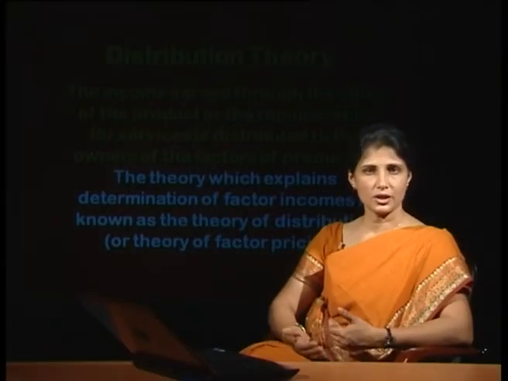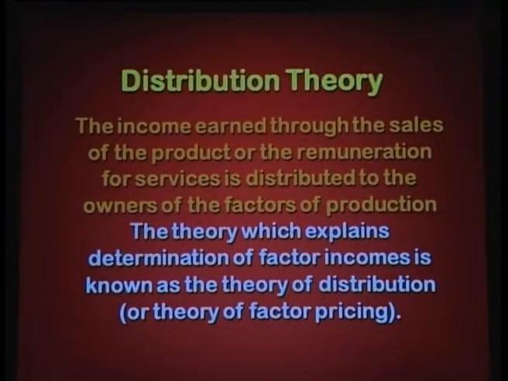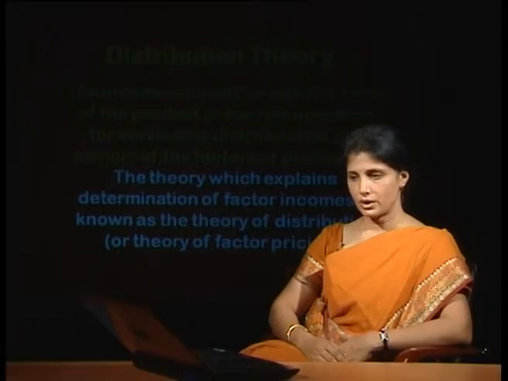The next thing is distribution theory, and how distribution theory is related to the theory of factor pricing. The income earned through the sales of the product or the remuneration for service is distributed to the owners of the factors of production. The theory which explains the determination of factor incomes is known as the theory of distribution or the theory of factor pricing.